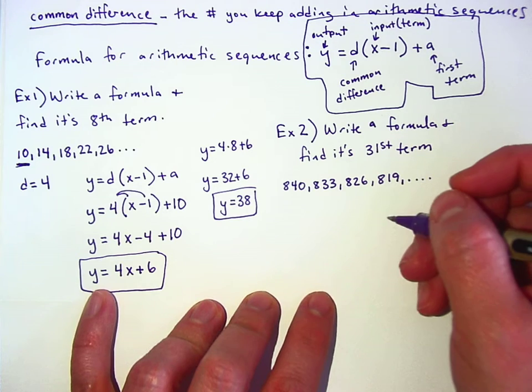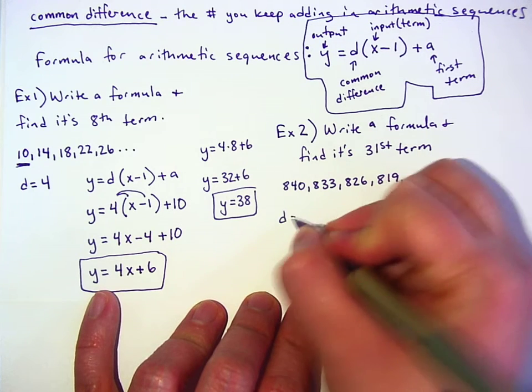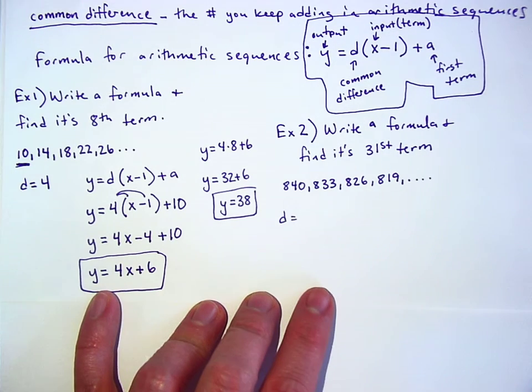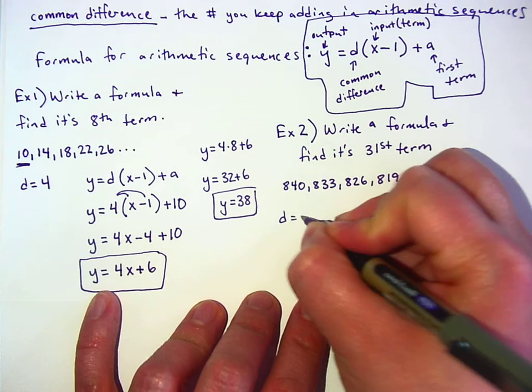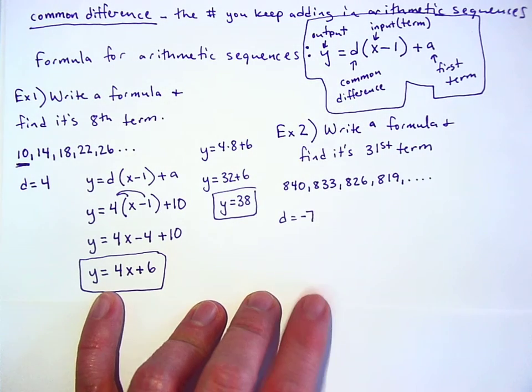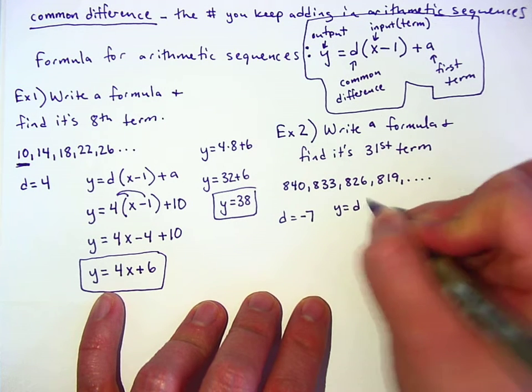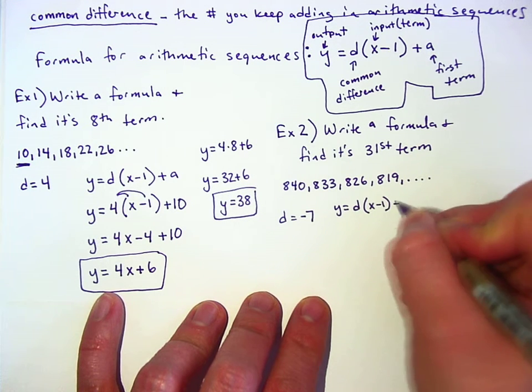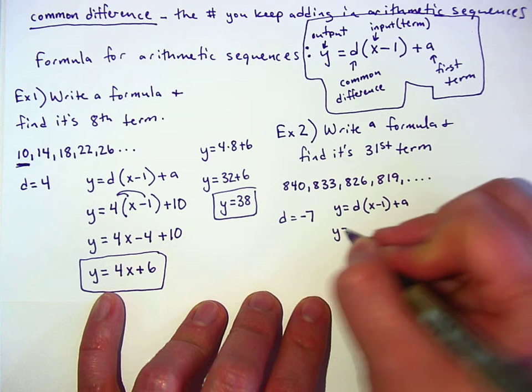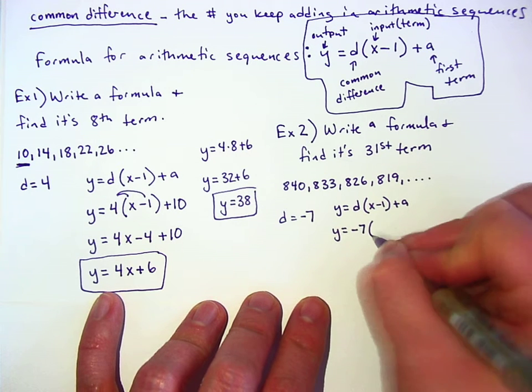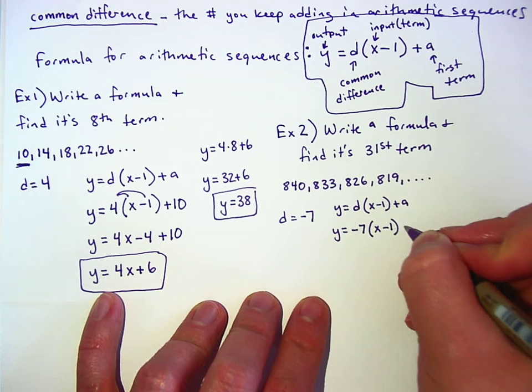All right, Charlie. So first we need to find the common difference. What is it changing by every time? 7. Right. Is it going up or down 7? Down. So what should I write? -7 for my difference. All right. I'm going to write the equation. Y equals D times (X minus 1) plus A. I already know, Charlie, that the -7 goes in for D. What's the A, though? What's that first term?